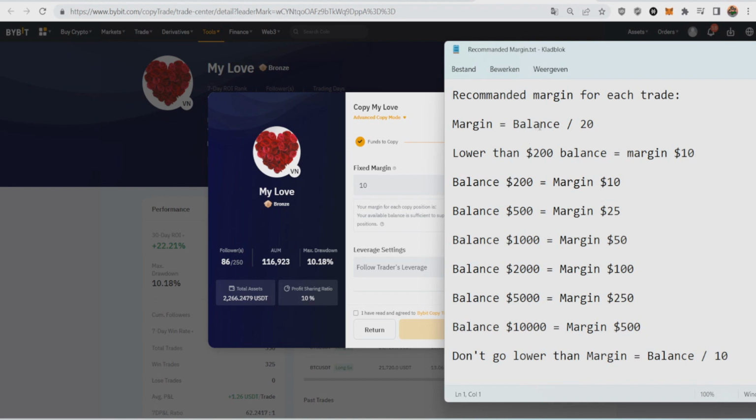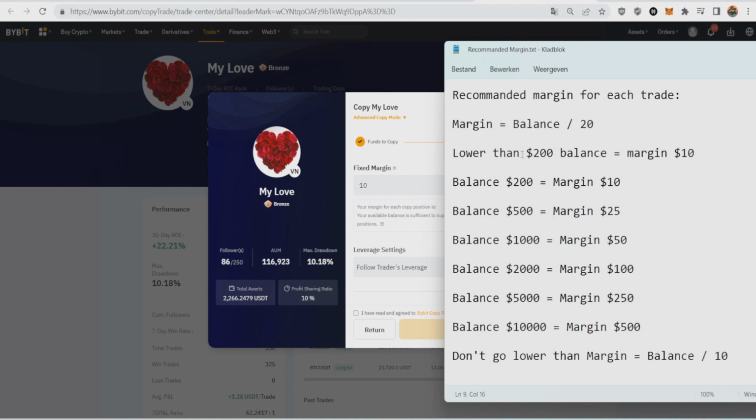Basically, my recommended margin for each trade is that the margin amount is your balance divided by 20. So basically, if your balance is 200, your margin should be $10. Your balance is 500, your margin should be $25. Your balance is $1,000, your margin is $50. And also guys, you can trade multiple master traders. So instead of 1,000 in one trader, you could do like 200 in 5 traders or 500 in 2 traders, but always divided by 20.